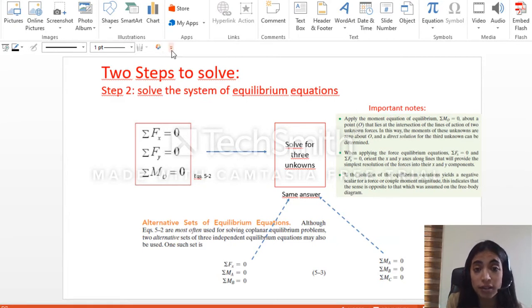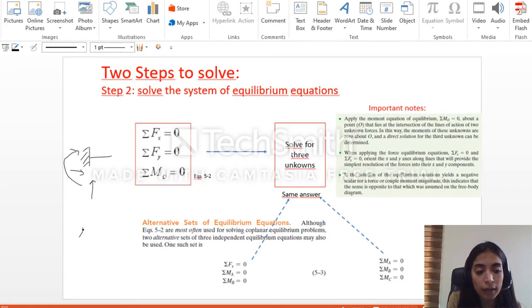And don't forget, guys, that if I have a fixed support, and this is the symbol of the fixed support, like the case that we solved in the previous video, then I will have three reactions: vertical, horizontal, and moment. And I can assume any direction for the moment or for the reactions, and then I can know if this direction is correct from the answer.